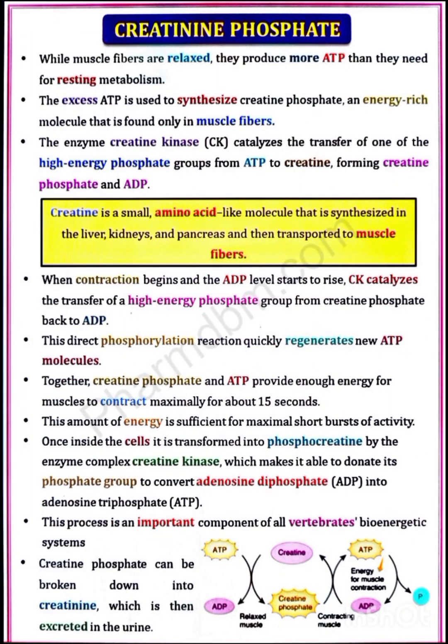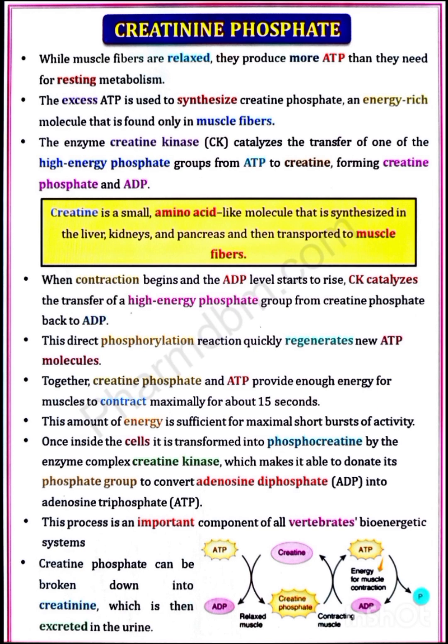Next, creatine phosphate. While the muscle fibers are relaxed, they produce more ATP than they need for the resting metabolism. The excess ATP is used to synthesize creatine phosphate, an energy-rich molecule that is found only in muscle fibers. The enzyme creatine kinase catalyzes the transfer of one of the high-energy phosphate groups from ATP to creatine, forming creatine phosphate and ADP. Creatine is a small amino acid-like molecule that is synthesized in the liver, kidneys and pancreas and then transported into the muscle fibers.